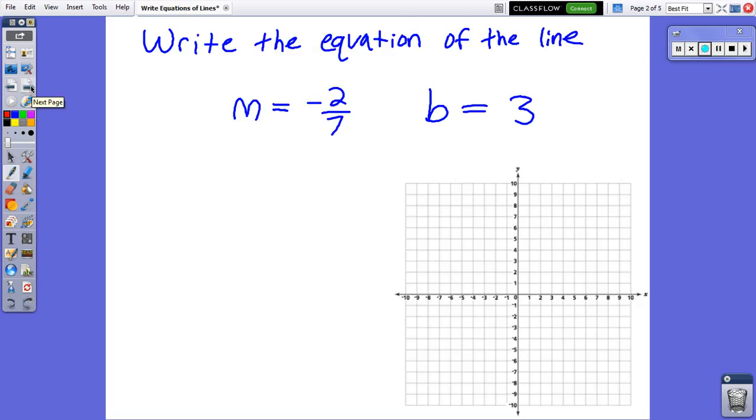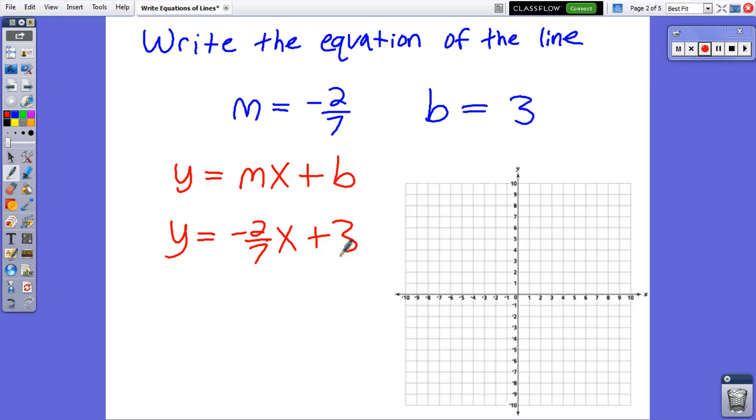In this question, we're given the slope m and the y-intercept b. So all we have to do here is take slope-intercept form and just insert m and b. So y equals, m is negative 2/7, and then b is 3, and that's the equation. If we wanted to graph this, then we would do the y-intercept of 3, and a slope of negative 2/7, so that's down 2, and to the right 7. Then we just draw a line, and there it is.